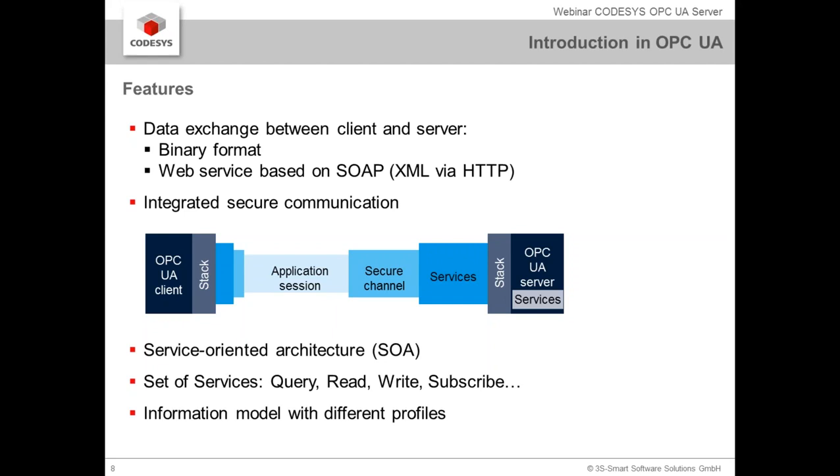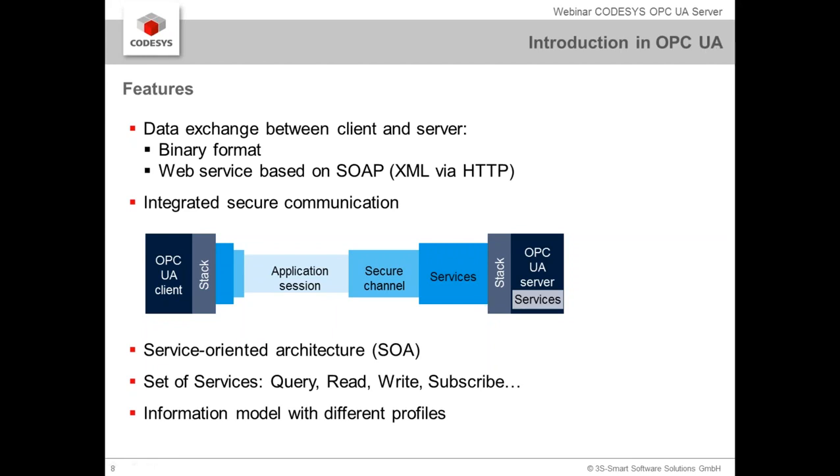One major thing which was already part of the specification from the beginning of OPC UA is an integrated secure communication. This means that the server communicates via the stack to special services which push the data through a secure channel to the application session, and this is then decoded by the client and the other way around. The whole thing is a service-oriented architecture. We have the services here such as query, read, write, subscribe.